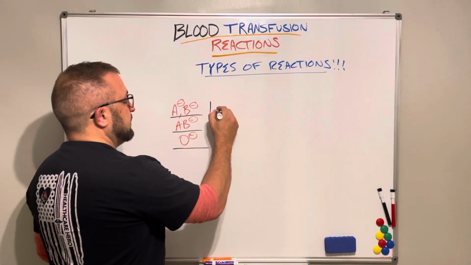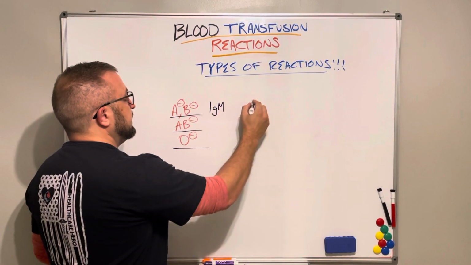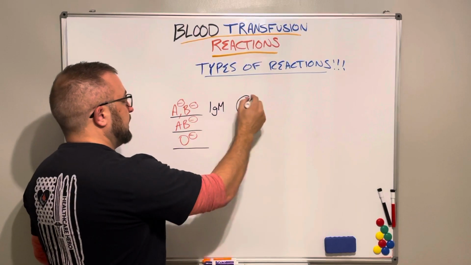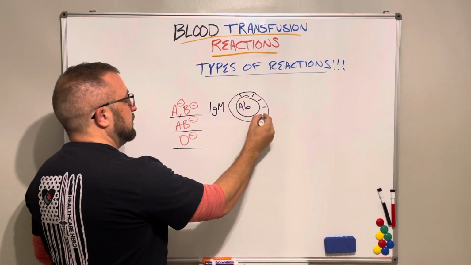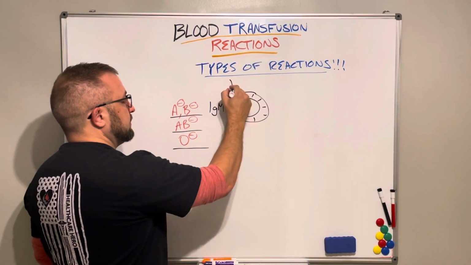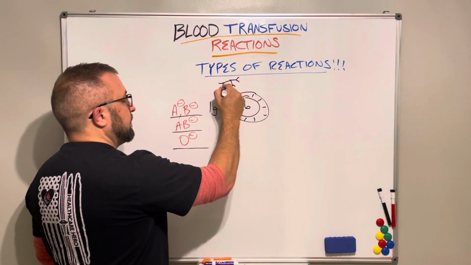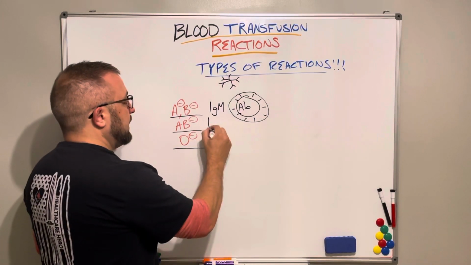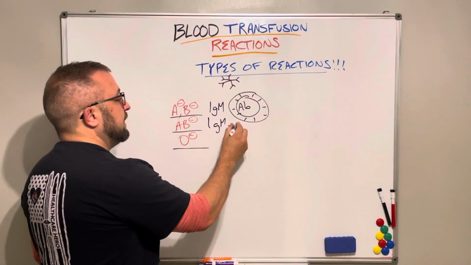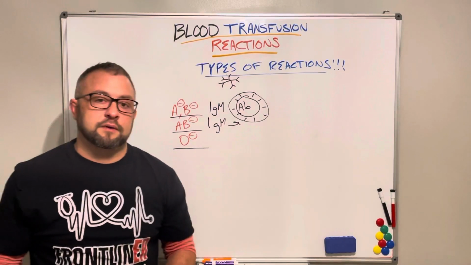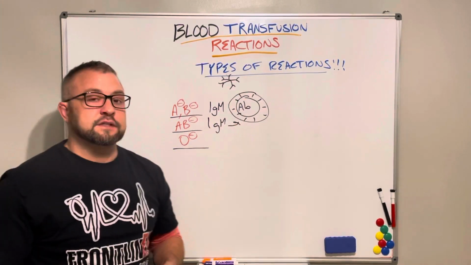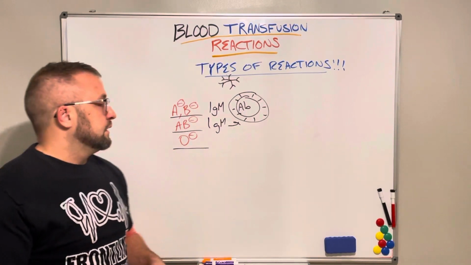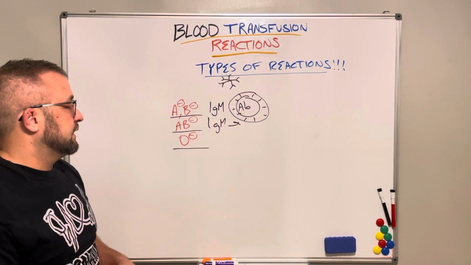Well, in the case of A and B, they'll make IgM type antibodies, which are bigger antibodies. So we'll just make those bigger. That is not how they look. They look more like this. All right, and AB, also same thing. If they get exposed to Rh positive blood, they're going to make these large IgM type antibodies, which are going to have a harder time crossing into the fetal circulation.